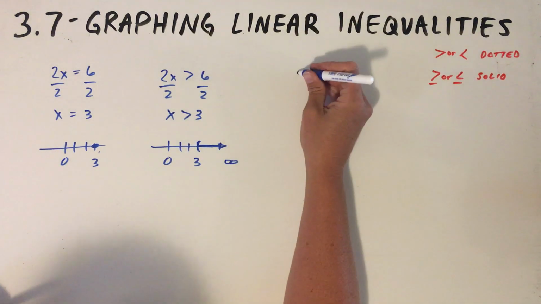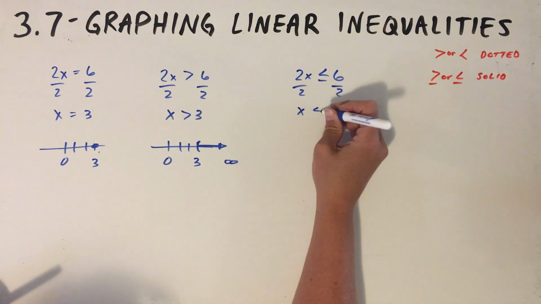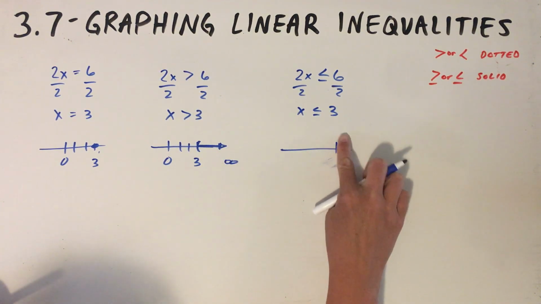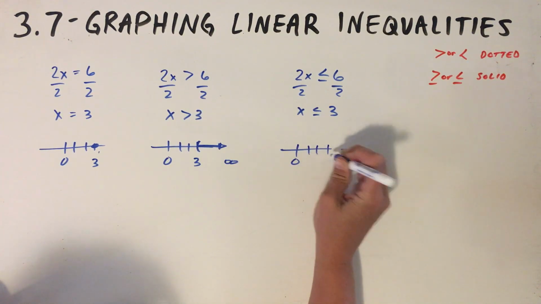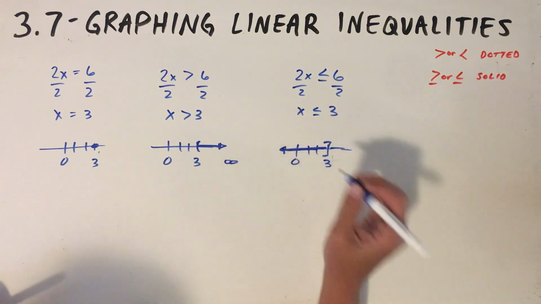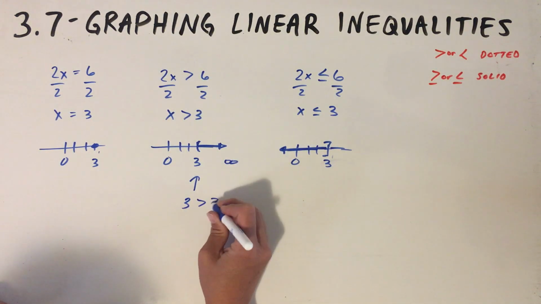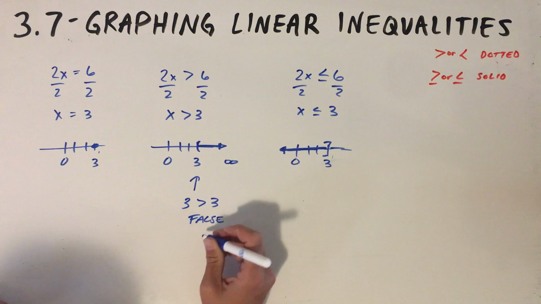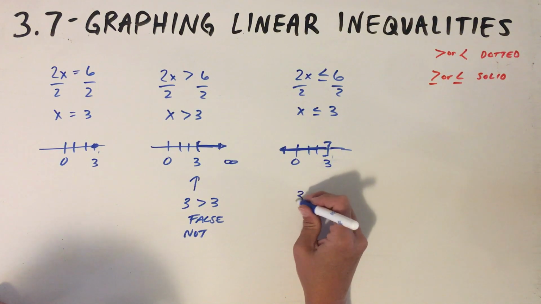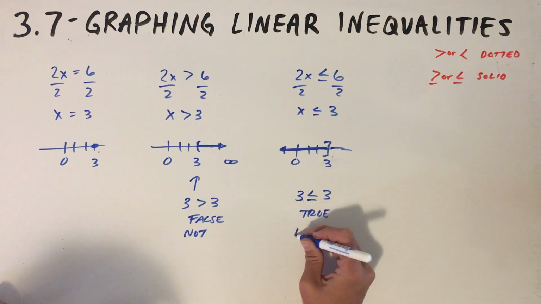So just like right here, if this said 2x is less than or equal to 6, and I divide by 2, I get that x is less than or equal to 3, then that graph would look like this. I'd have a bracket on 3, and I'd be talking about all the values facing this way. And again, this parenthesis means 3 makes this statement false, so don't include it. But this bracket here means that 3 is less than or equal to 3, which makes this statement true. So we have to include it.